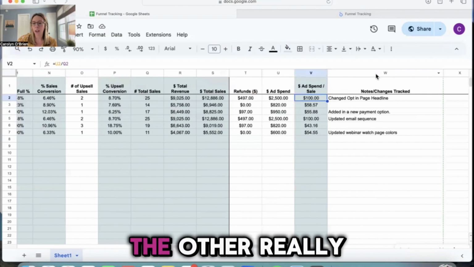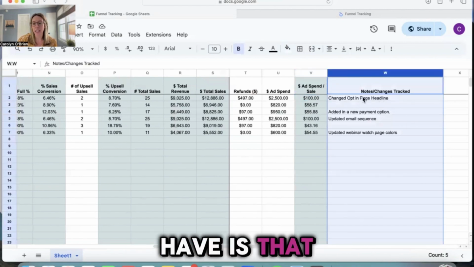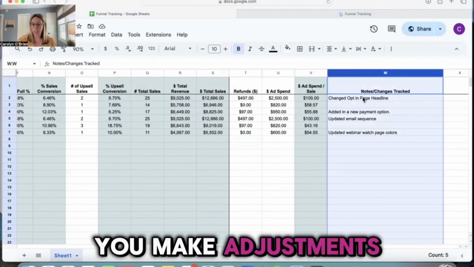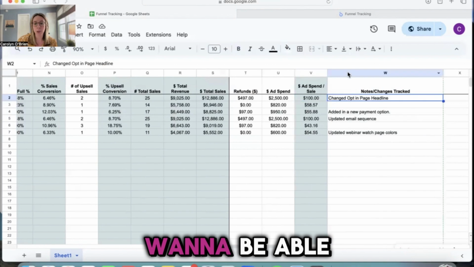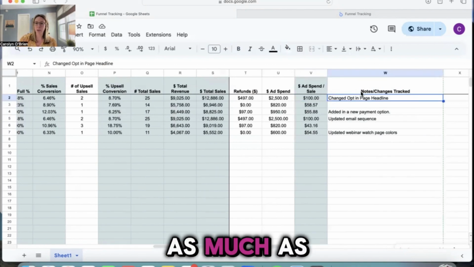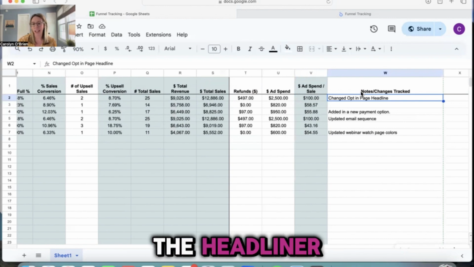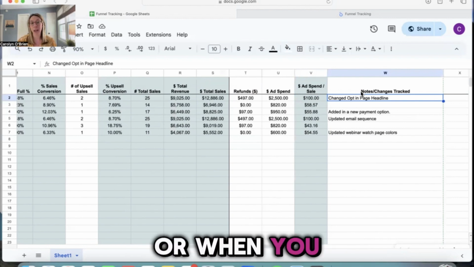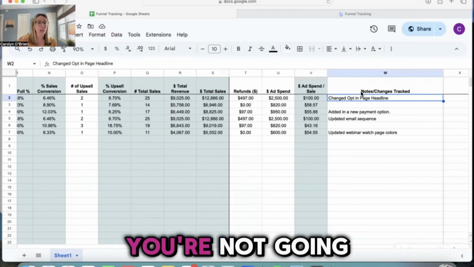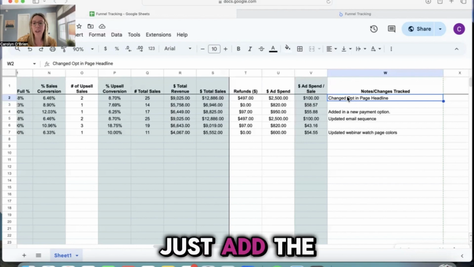The other really important note I have is that evergreen funnels change, you make adjustments, and so you want to be able to track those changes. As much as you want to believe that you're going to remember what happened when you made a change to the headline or when you updated a color or when you added in a new payment plan option, you're not going to. And so just add the note in here.